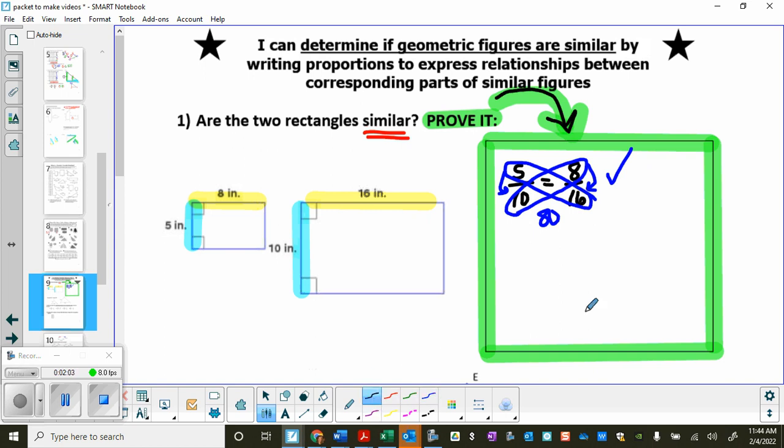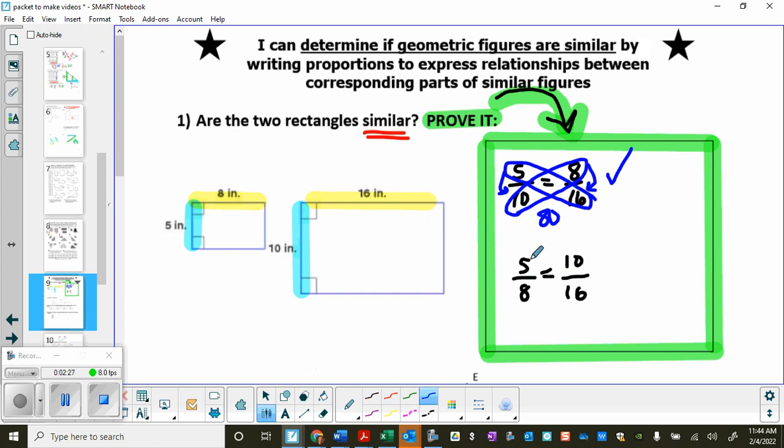Now another way we can prove it, that's why I've got kind of a larger box here, because I just wanted to show you guys one more way to prove this. I could say blue with yellow. So if I put the blue side with the yellow side, I'm just saying this height compared to the width. So blue to yellow, and now I'm going to compare blue to yellow. So the blue 10, and then the yellow 16. This is another proportion that will work.